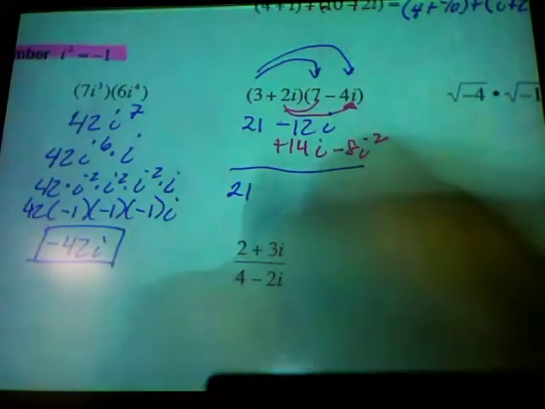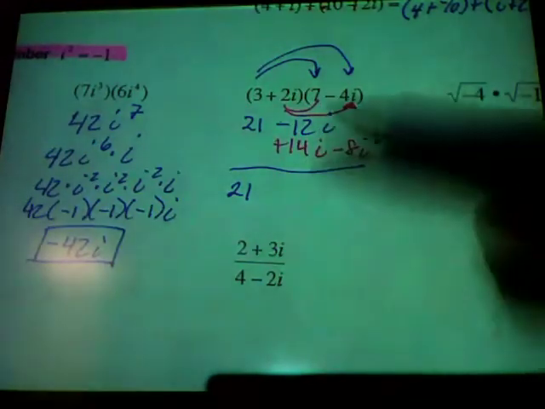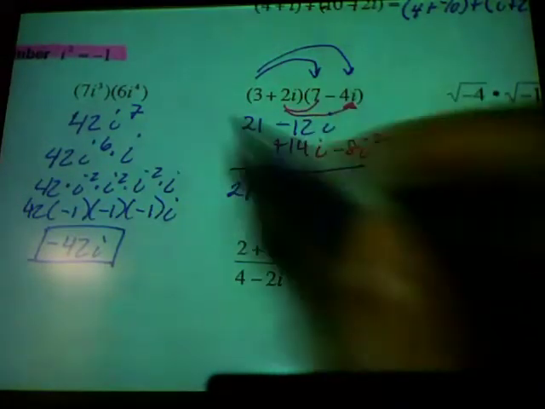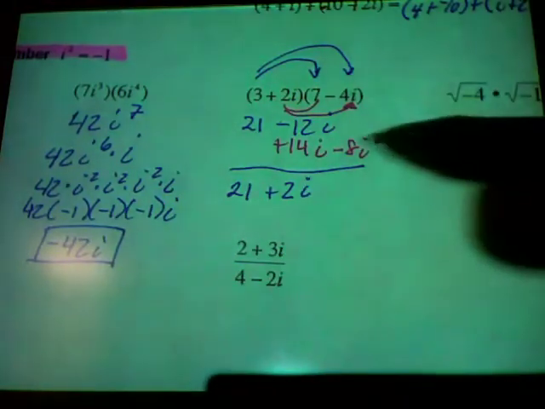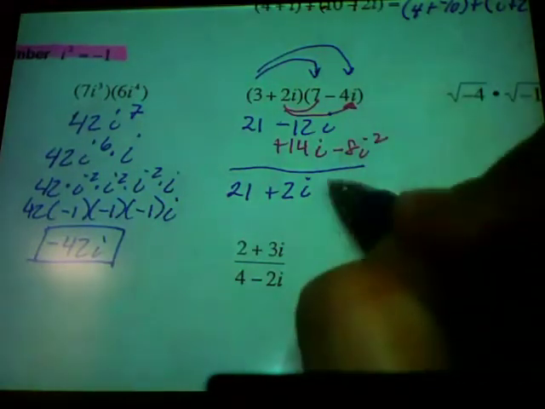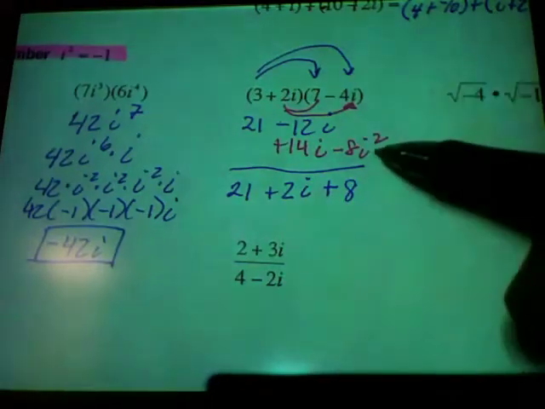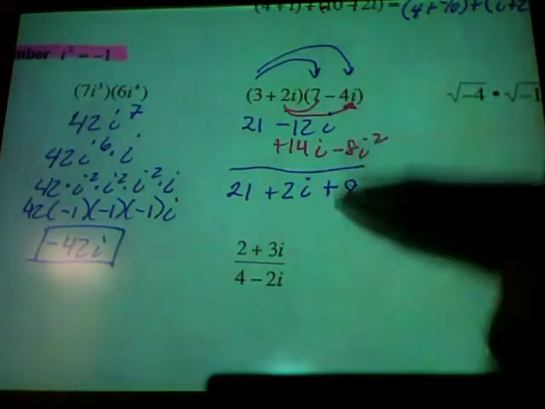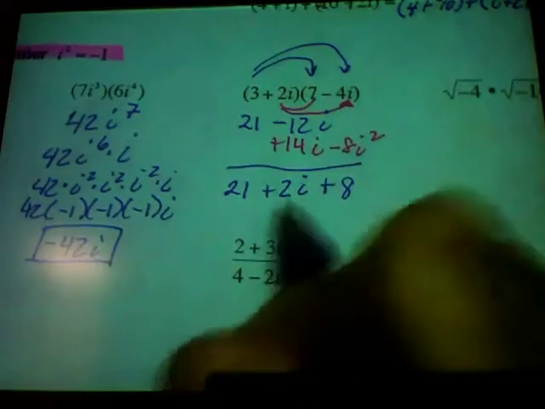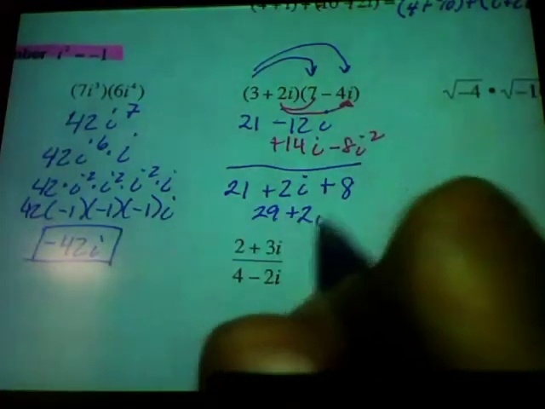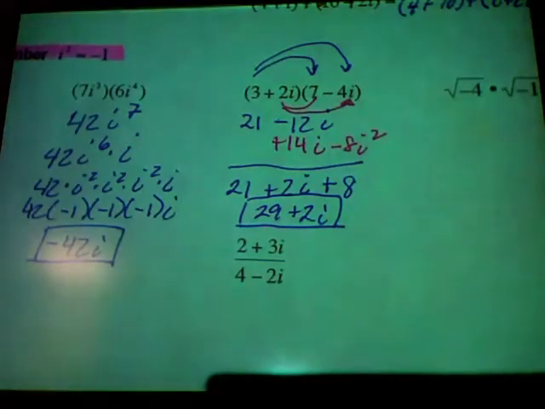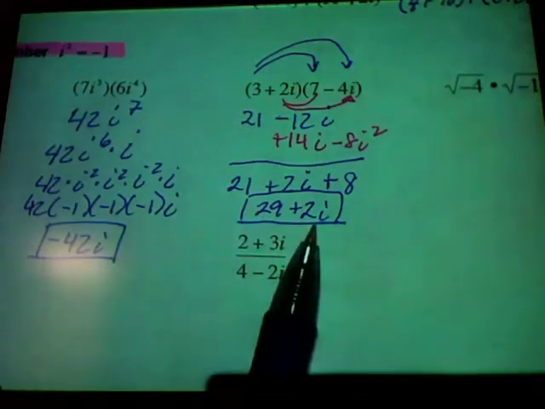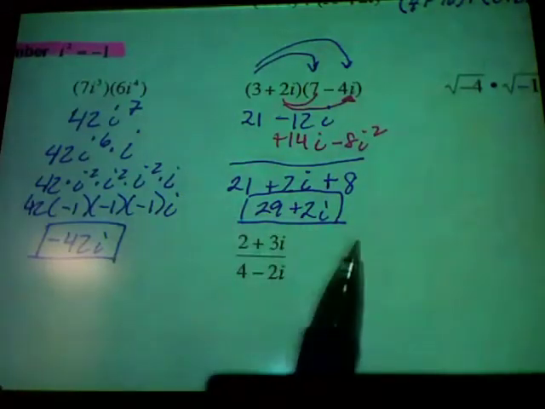So I get 21. Adding like terms, you don't change the I. So you have a negative 12 and a positive 14 gives you positive 2i. And then doesn't this negative 8i squared change to a positive 8? Mm-hmm. And that's because I squared is a negative 1. Negative 1 times a negative 8 is a positive 8. And then your final answer would be 29 plus 2i. And notice that I am writing the real part in front of the imaginary part. You have to get in the habit of writing it in standard form.